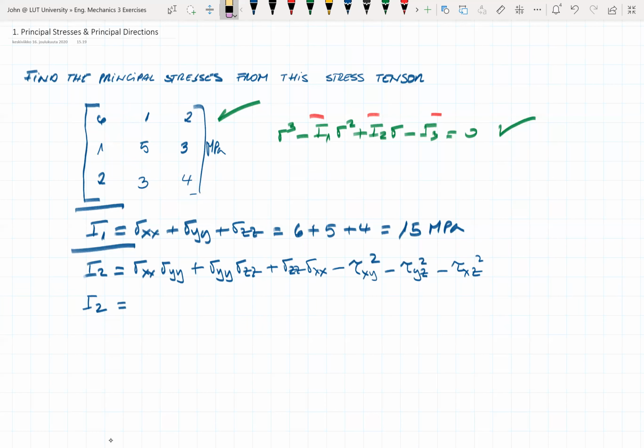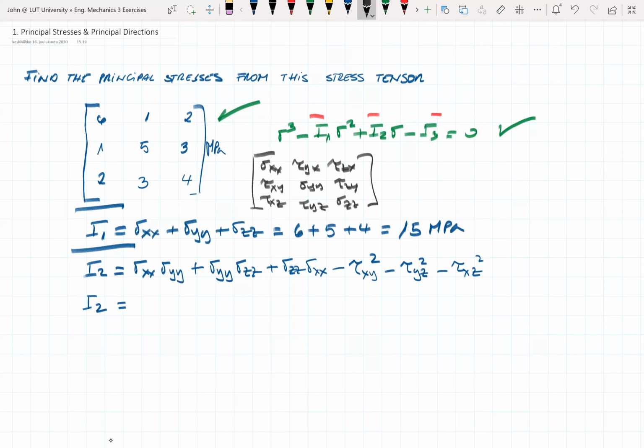Again, if you cannot remember this, please try to memorize how a stress tensor looks. Remember that in our case, a stress tensor is something like this: sigma xx, tau yx, tau zx, tau xy, tau xz, sigma yy, sigma zz, tau zy, and tau yz.